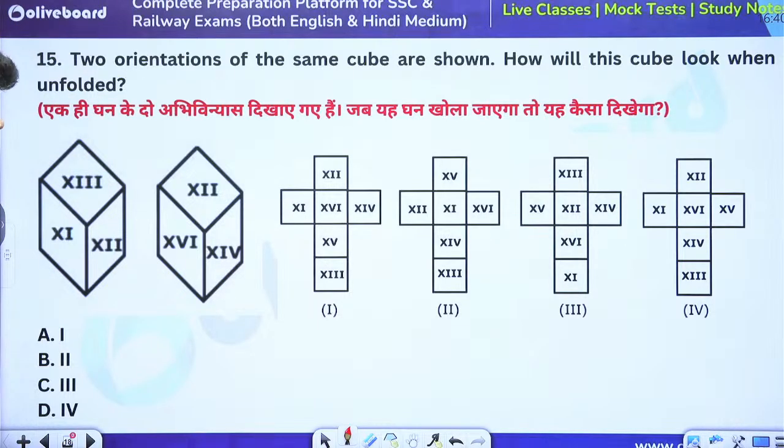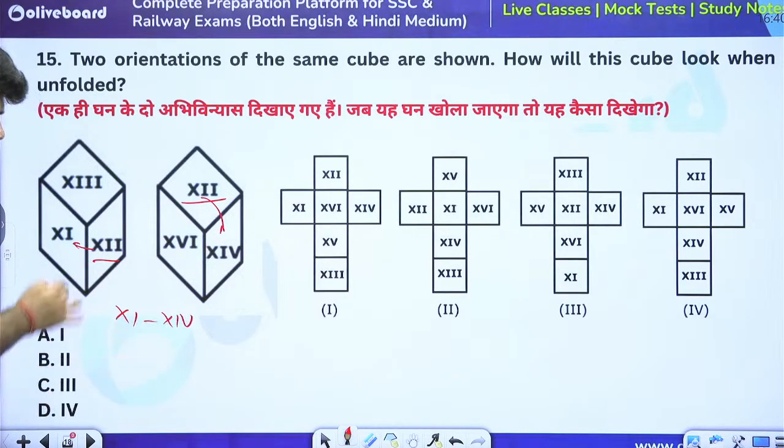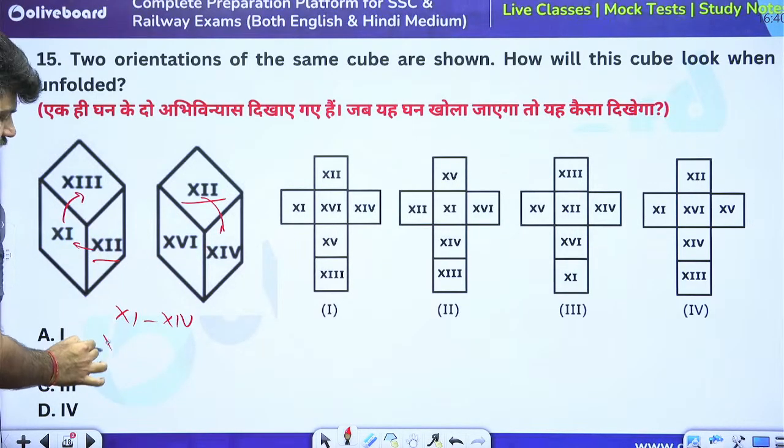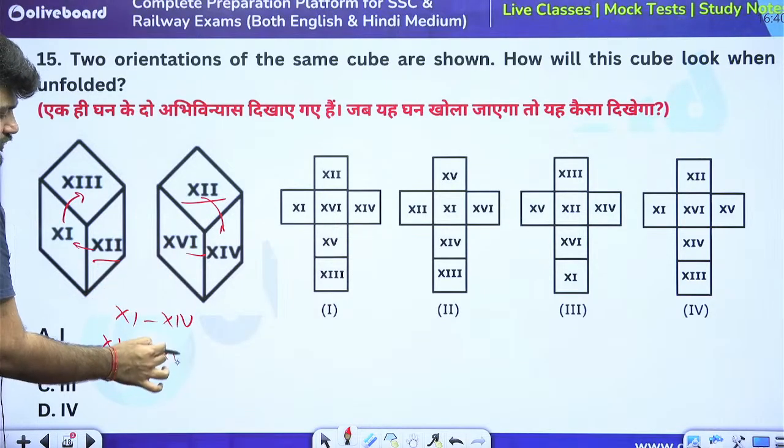What you can see is what is common here. So 12 is common here, right? So 12 is common. Go clockwise from 12. After 12 we have 11, and here after 12 we have 14. So 11 and 14 are opposite to each other, and after 11 we have 13 here, and after 13 we have 16 here. So they are opposite to each other.